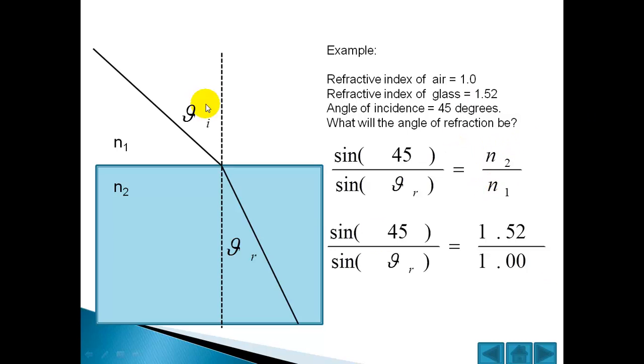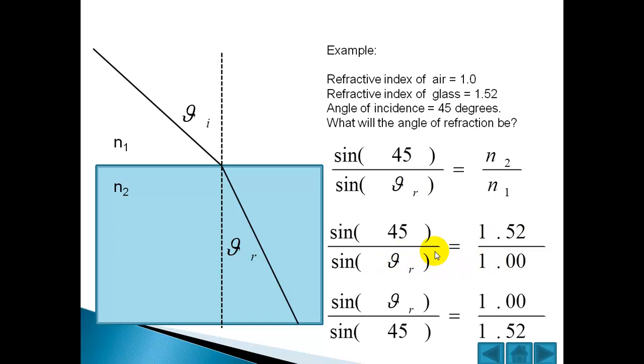The ratio of the sines, we need to find the refracted angle, the angle of refraction. This is 1, so we just need to rearrange that to get a value in there. What I did here was flip this, so we multiply 1 over 1.52 times the sine of 45, and then take the inverse sine to get the second angle.